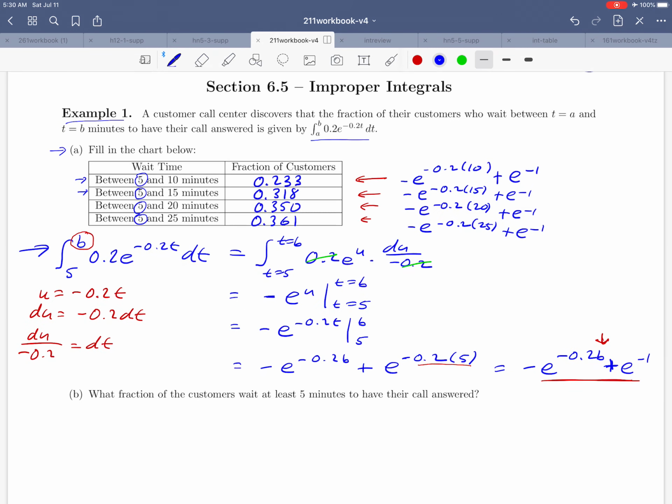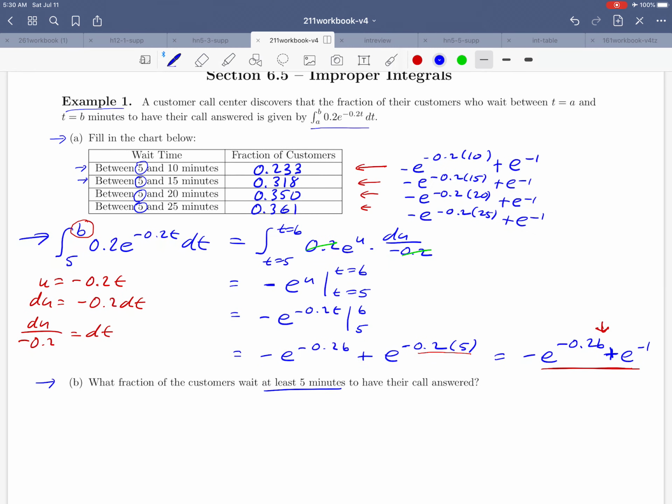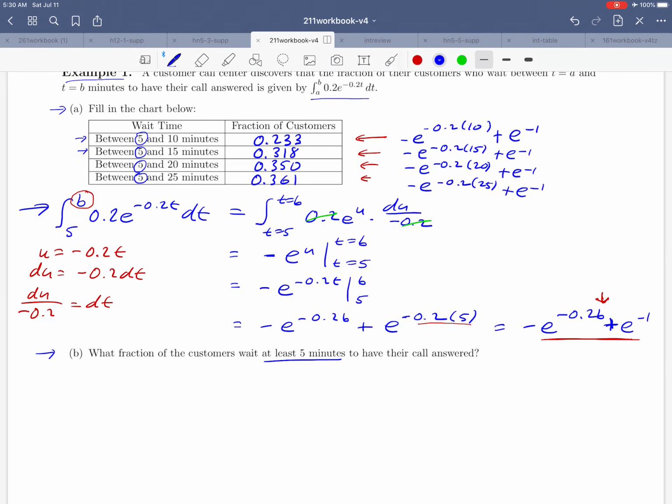Okay, now here's where it gets interesting when we start looking at part B here. They ask us what fraction of our customers have to wait at least 5 minutes to have their call answered. Okay, how would we do that? Notice that there's no upper limit to the amount of waiting time. Now it's like asking you what fraction of the customers wait between 5 and forever to have their call answered. And so what would the upper limit of integration be in this case? Well, if there's no upper limit, it's like taking the integral from 5 all the way to infinity.